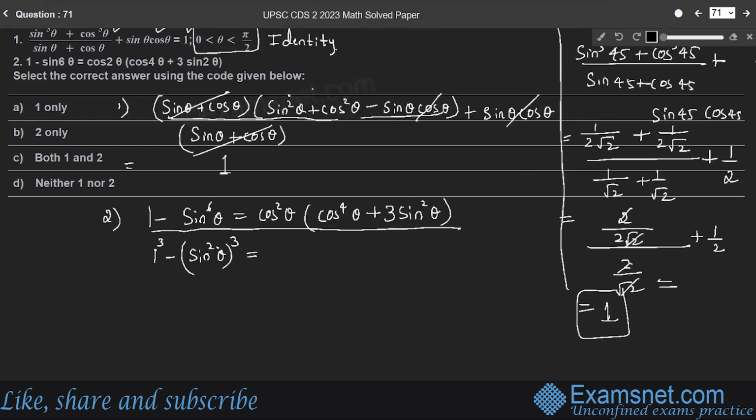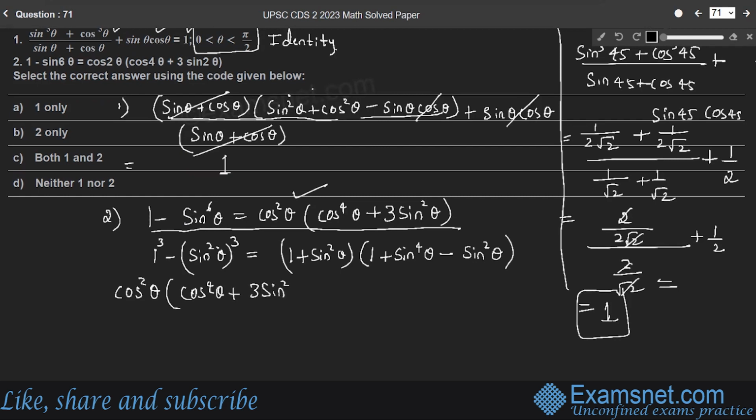A cube minus b cube is a plus b, which is 1 plus sine square theta into a square plus b square minus ab. So which is 1 plus b square is sine raised to 4 theta minus ab is sine square theta into 1, right? Minus ab minus sine square theta. Right? So we'll consider the right hand side part. Cos square theta into cos raised to 4 theta plus 3 sine square theta. Whether this gives the same answer or not, we have to check.